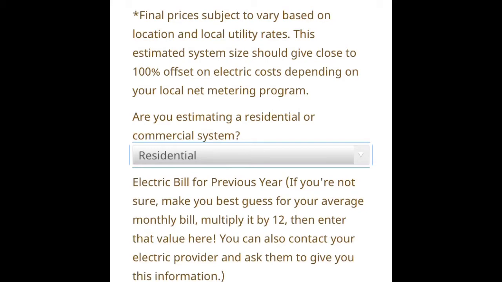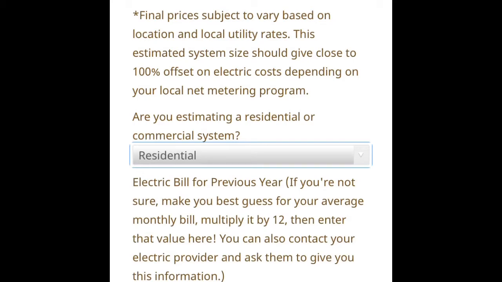So this calculator, I tried to make it as accurate as I could for the state of Oklahoma, but keep in mind that it is just an estimate, and location and your local electric rates can have an impact on what the overall cost would be.